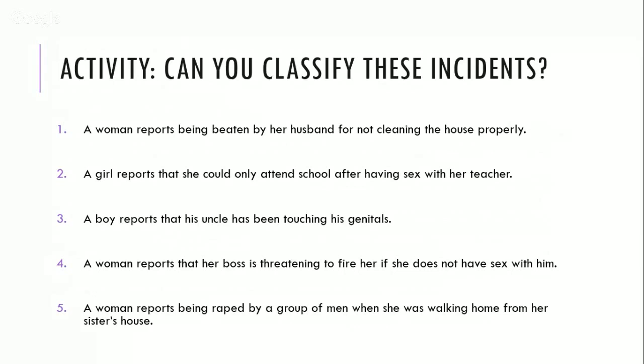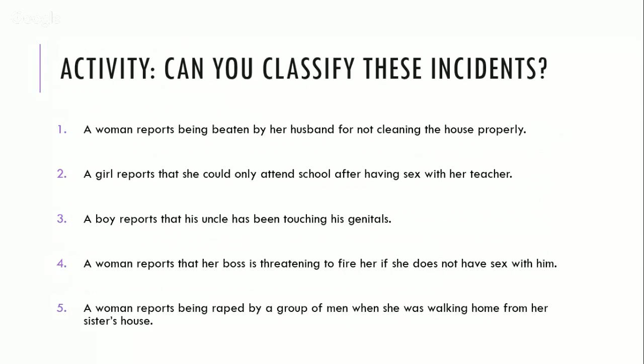Now you can pause the video and go through these questions together. Welcome back. Let's go through these together to see if everyone got the right answer. How did you classify incident 1? If you said physical assault, you're right. The woman reports being beaten by her husband for not cleaning the house properly. If we go through the questions in order, we can classify this one as physical assault.